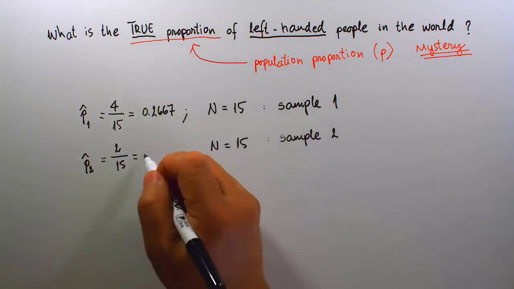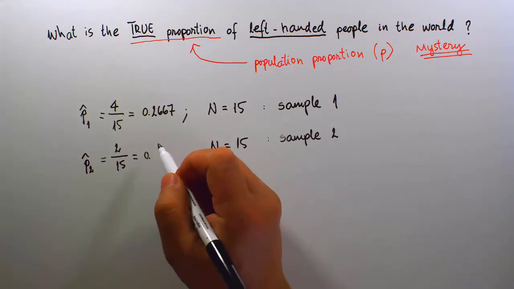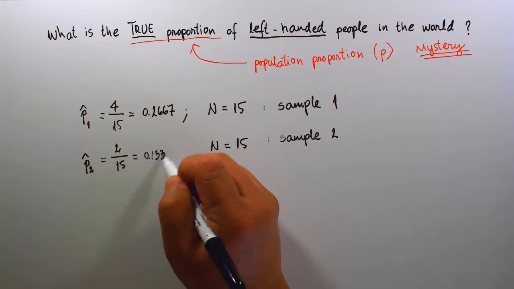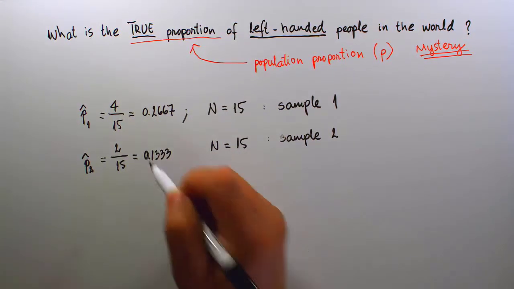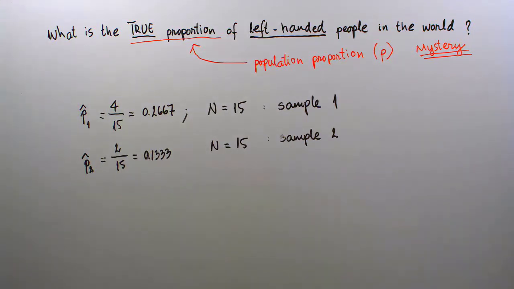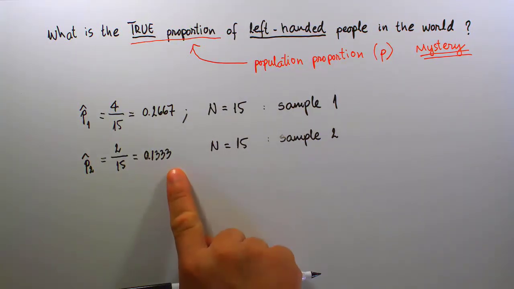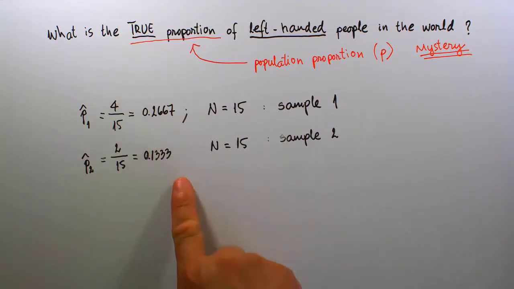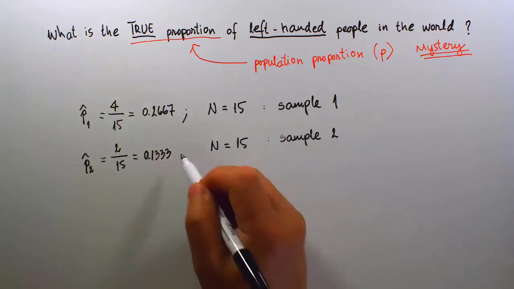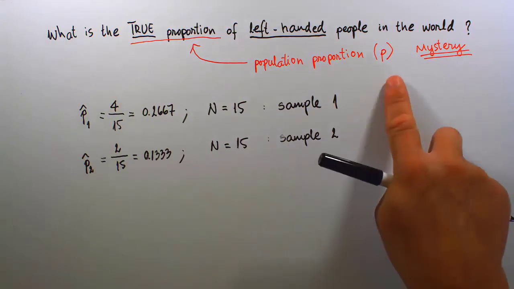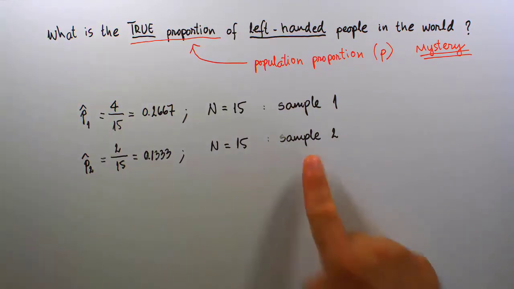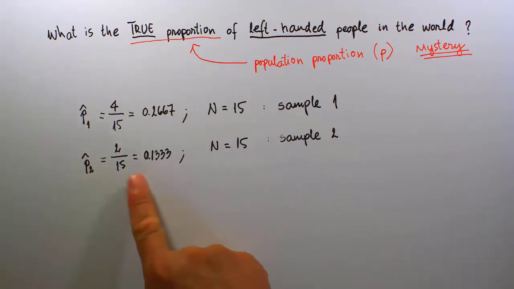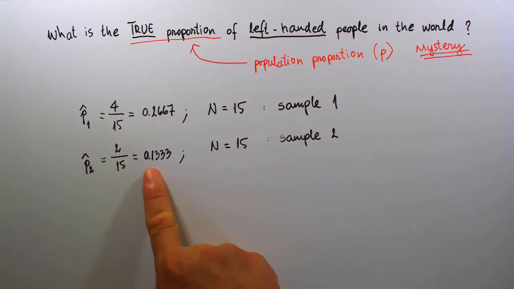In decimal this is 0.1333. For the rest of the quarter, any time it comes down to proportions, most of the time I use 4 decimal places as the decimal expansion of any proportion value, including population proportion and sample proportion values. So sample 2 gave us a sample proportion of 2 out of 15, or in decimal 0.1333.